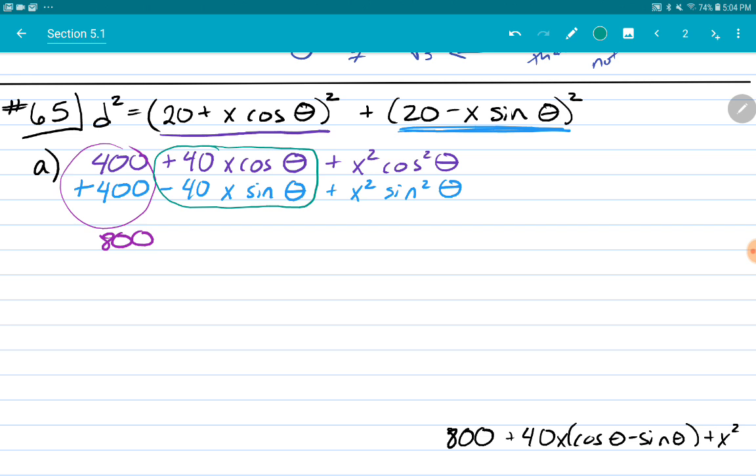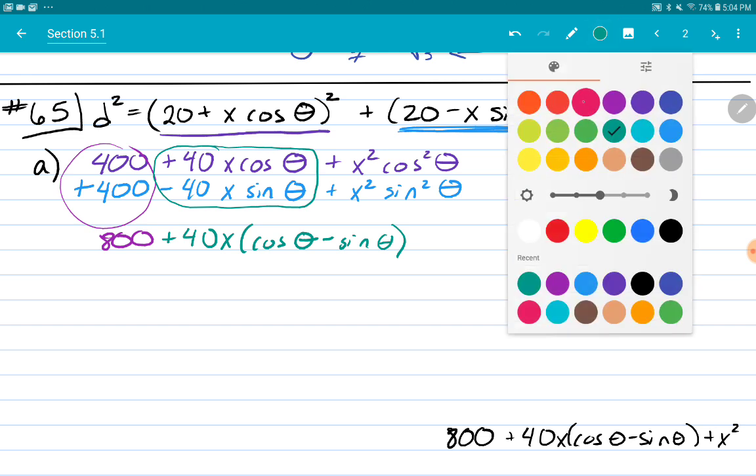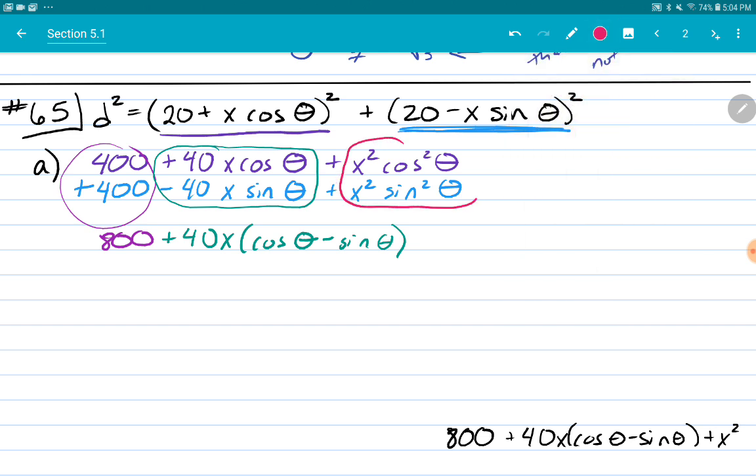So what I'm going to do is factor out a 40 out of both of those. So if I take out a 40x, sorry, 40x, then I'm left with cosine theta minus sine theta.